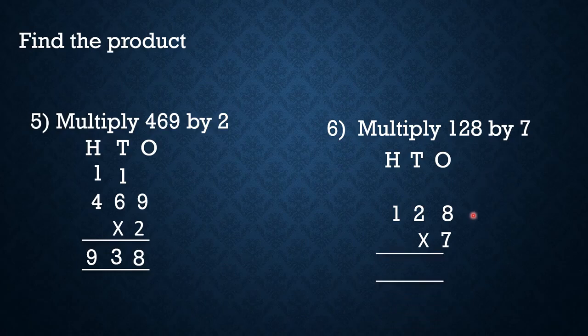7 multiplied by 8. So 7 ones are 7, 7 twos are 14, 7 threes are 21, 7 fours are 28, 7 fives are 35, 7 sixes are 42, 7 sevens are 49, 7 eights are 56. So here we will write 6 at ones place column and 5 will be carry over at tens place column.